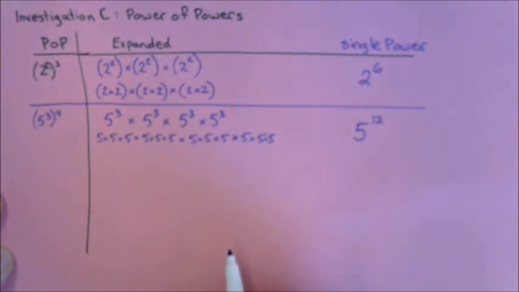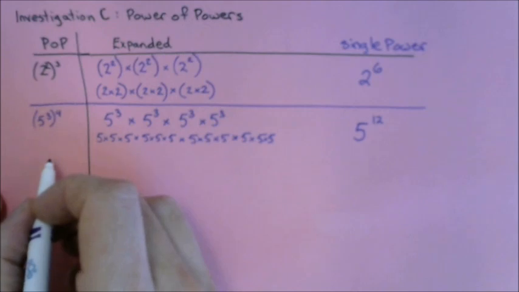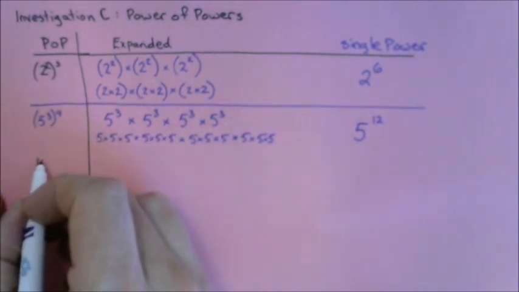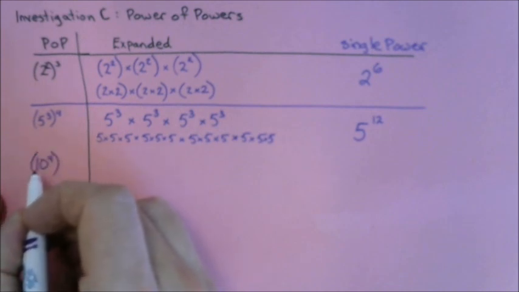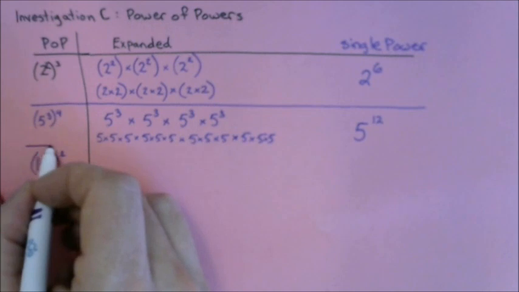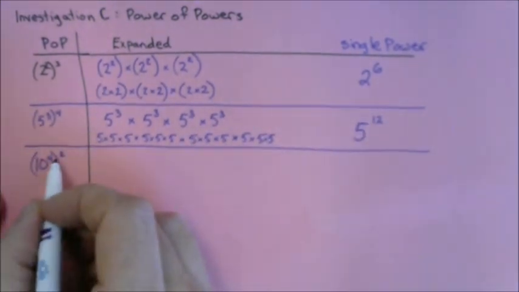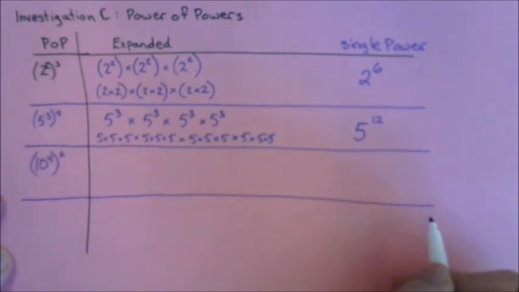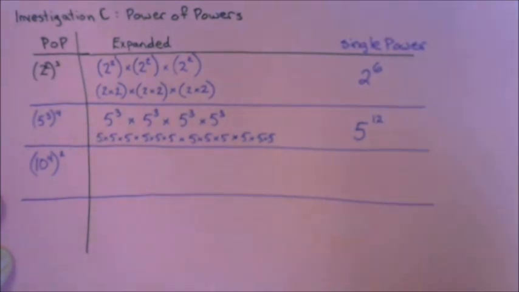Should have gotten 12 factors of 5. Go ahead and try the last one on your own. It's going to be 10 to the power of 4 to the power of 2. And then in the last box, make up your own. Don't choose huge exponents. It just gets big and messy. You don't need that for an example. But just go ahead and make up your own. And then double check up here that you've done it correctly.